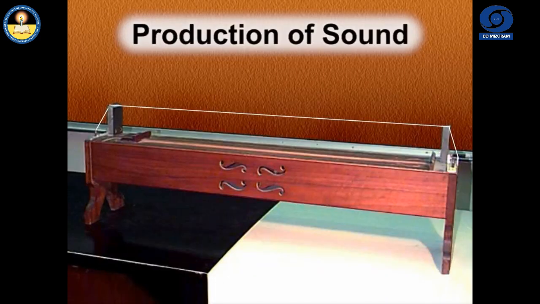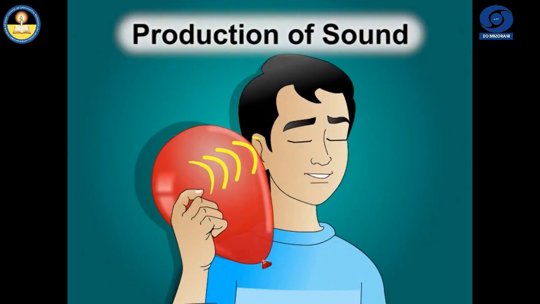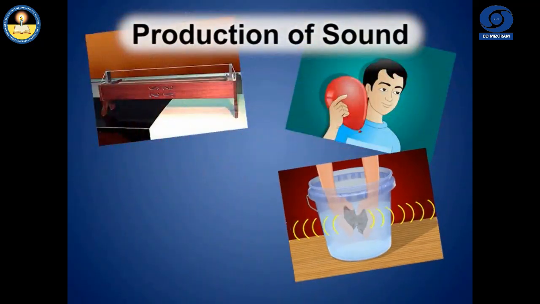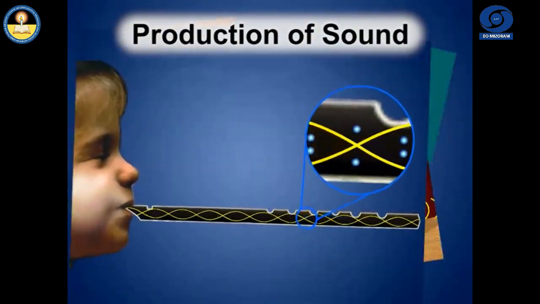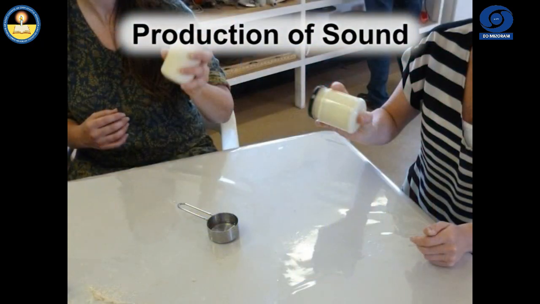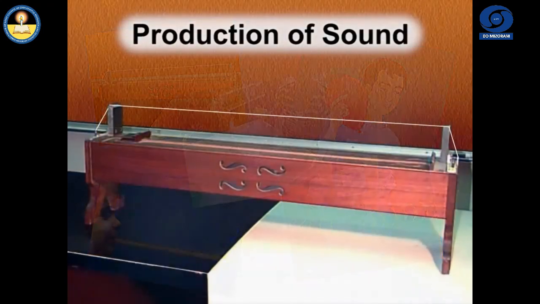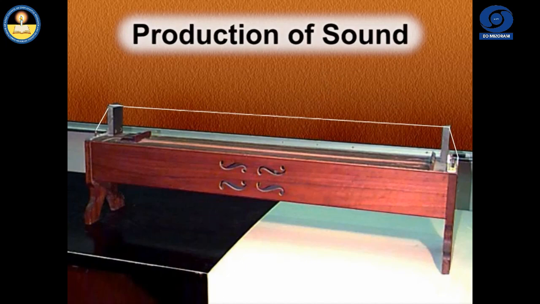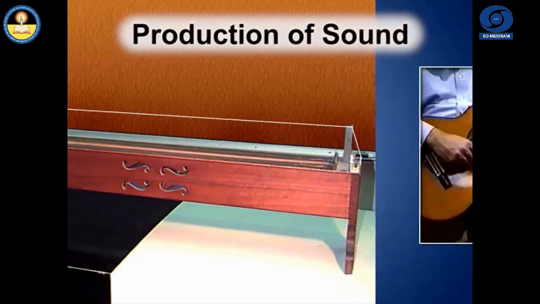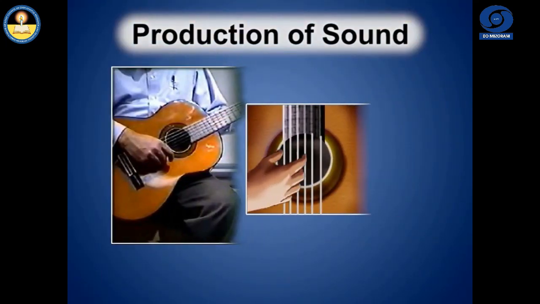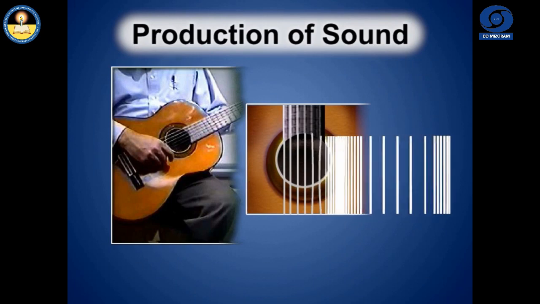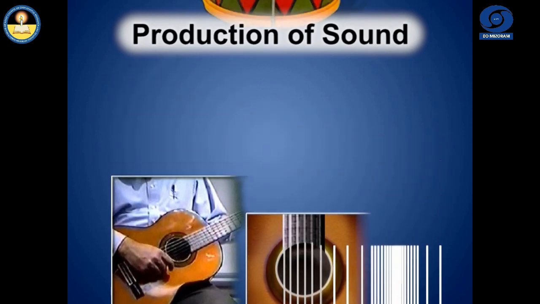We can produce sound by plucking, scratching, rubbing, blowing, or shaking different objects. It can be seen that plucking of a wire produces sound. In the same way, when a guitar string moves to and fro, it produces a series of sound waves.